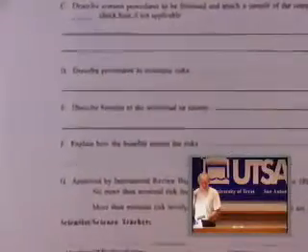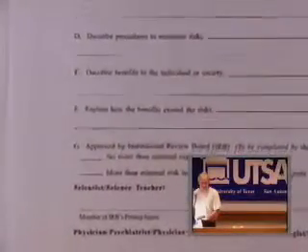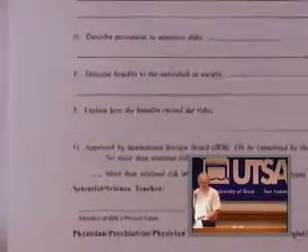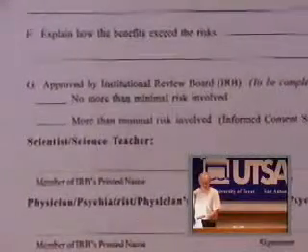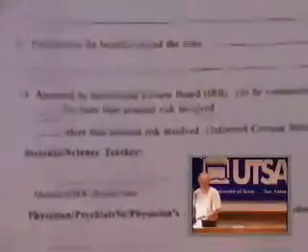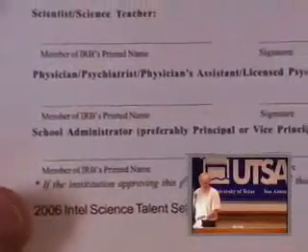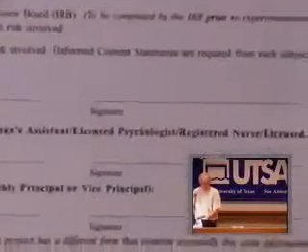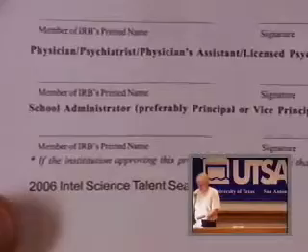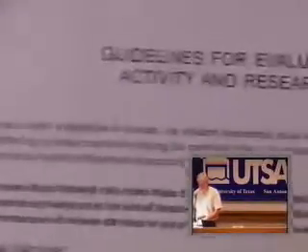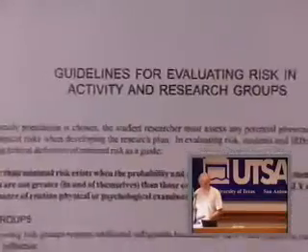And again, describe the procedures, describe benefits to the individual or society. Remember our discussion of the utilitarian theory being instrumental in scientific research. Explain how the benefits exceed the risks, and then the approval by the IRB, as shown there. Scientist and science teacher are involved; physician, psychiatrist, physician's assistant, licensed psychologist, registered nurse, and licensed social workers also can be involved; school administrator. So many levels of documentation and verification of appropriate approval.